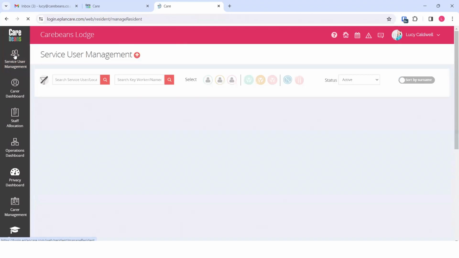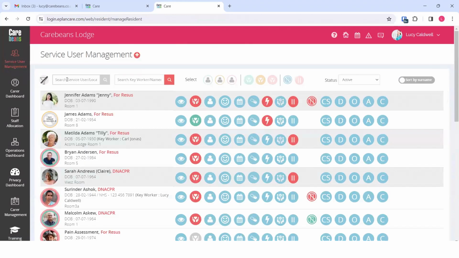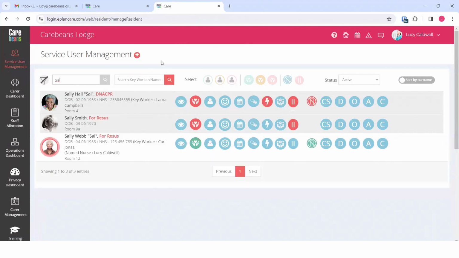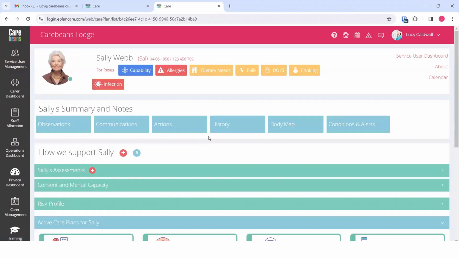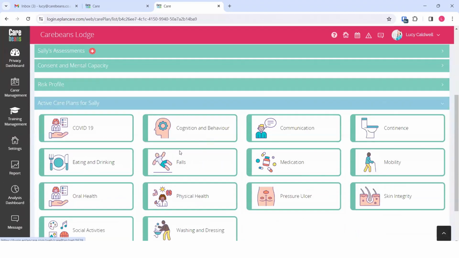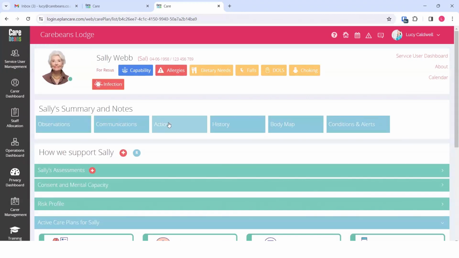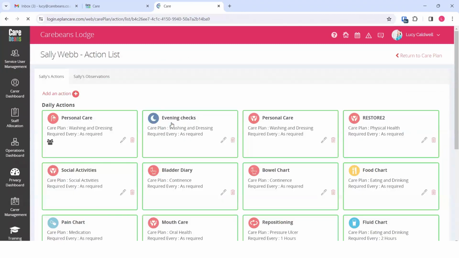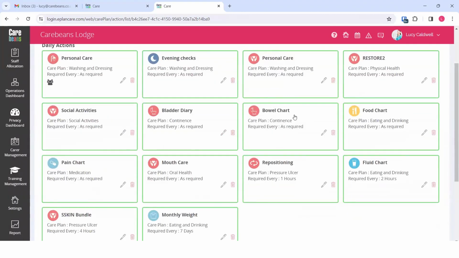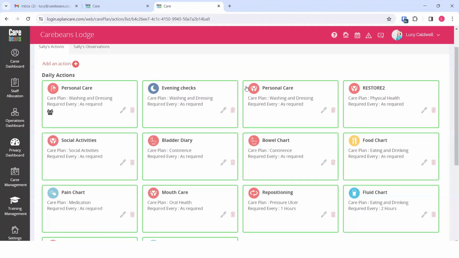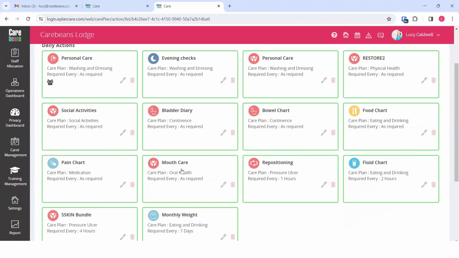Now we'll go back to Sally, because I'll show you what I've put in place for her actions-wise. I can do actions as part of my eating and drinking care plan, but I can also come up here into my main actions button. It's got lots of different things in place, but the things we've linked in with the eating and drinking care plan are the food chart, a fluid chart, a mouth care chart, and a weight chart.